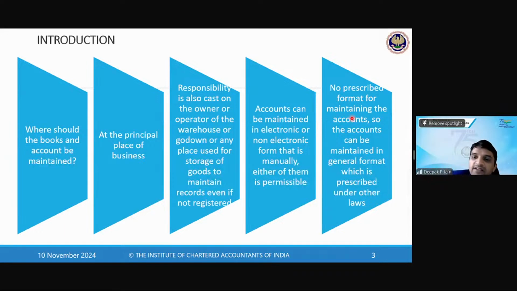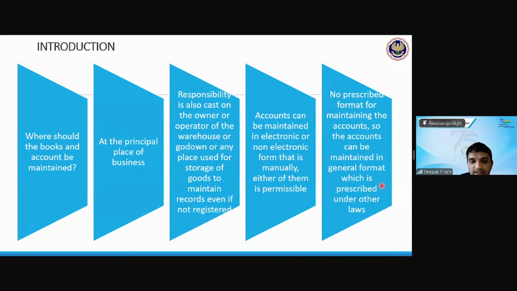It can be maintained in a general format which is prescribed under other laws. जैसे इनकम टैक्स एक्ट में कुछ बोलता है तो उसके हिसाब से आप मेंटेन कीजिए. Like that, अगर कुछ आपके पास है तो फिर आप वैसे मेंटेन कर सकते हो. But GST law does not have any such fixed standards which say that you have to maintain it in this way itself.